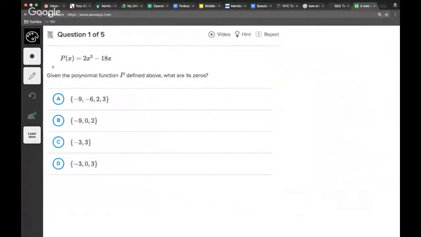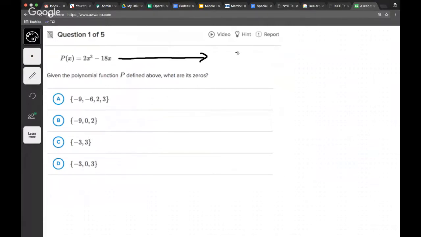All right, let's begin. It says p of x equals 2x cubed minus 18x. Given the polynomial function defined above, what are its zeros? To do something like this, again, factoring is a big theme of the SAT. A lot of times you see something like this, factoring is going to be the first thing you're going to want to jump in and do.